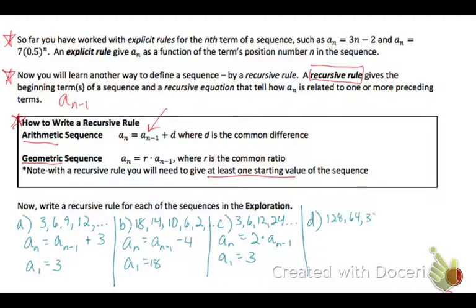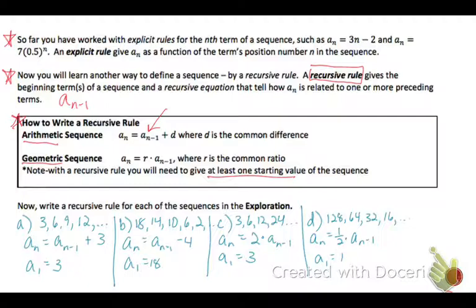All right, now D was also a geometric sequence, starting with 128 and decreasing by a half each time. So we're writing a geometric recursive rule. So that would be our multiplier, which is a half, times the term that came before. So we write that as a sub n minus 1. Our first term is 1.